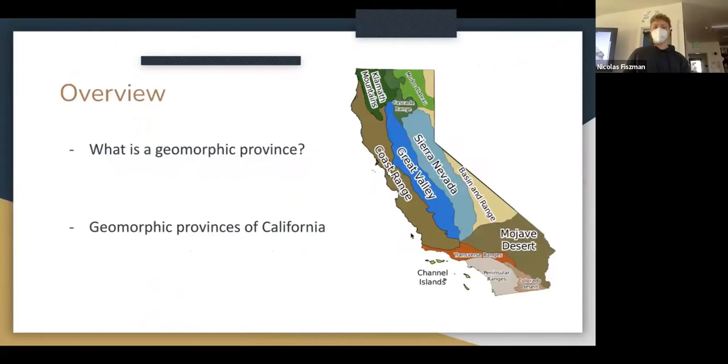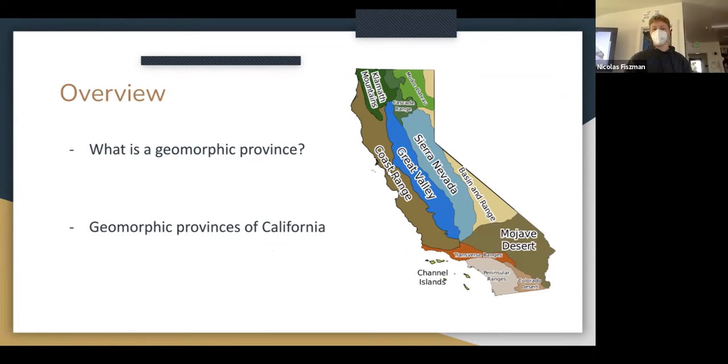Yep. So, I guess you guys already kind of know what a geomorphic province is by now, but it's basically a distinct province within a greater area with different types of rocks and land features that you can differentiate easily from its neighboring regions. And here's a map of the geomorphic provinces of California.